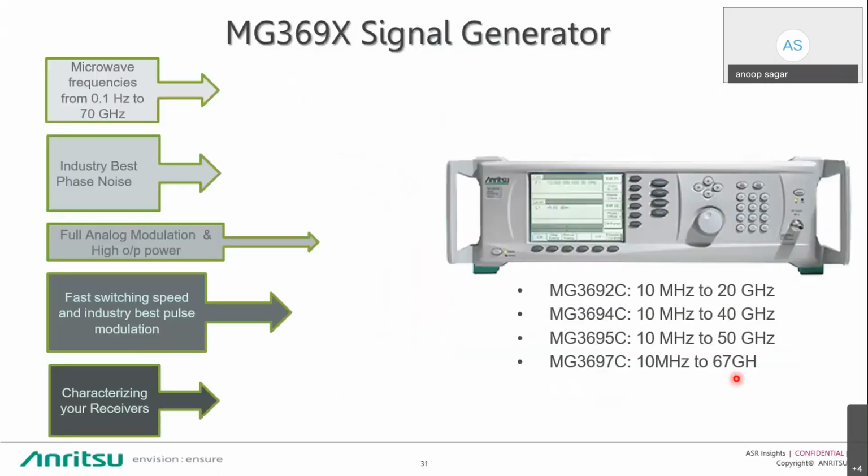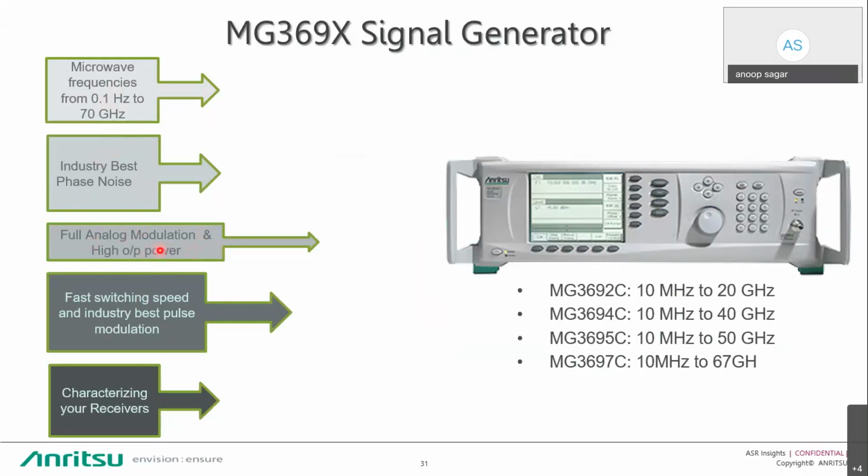So these are the key specifications for the analog signal generator. Again, I'm saying this starts from 0.1 hertz, which is close to DC, and we can go up to 70 gigahertz, and beyond that we can go up to 500 gigahertz. It has industry best phase noise. It will give you minus 60 dBc across the frequency range. Full analog modulation and a high output power option are available.